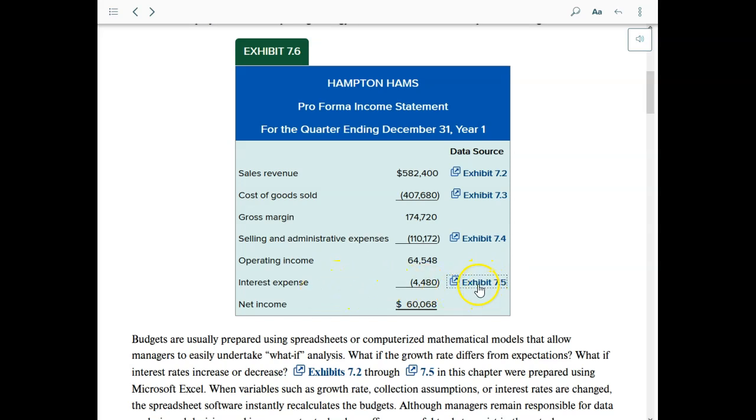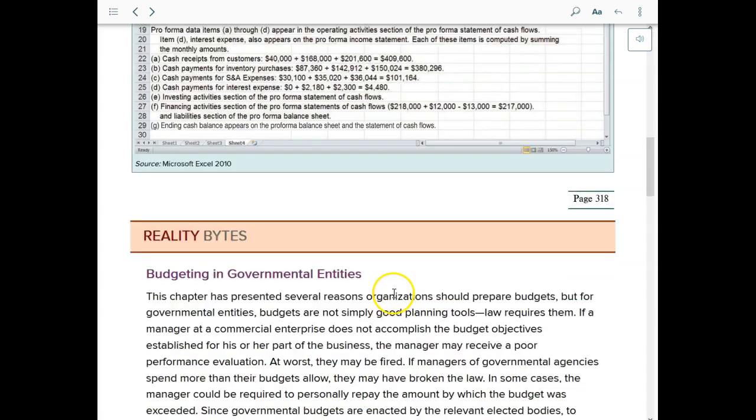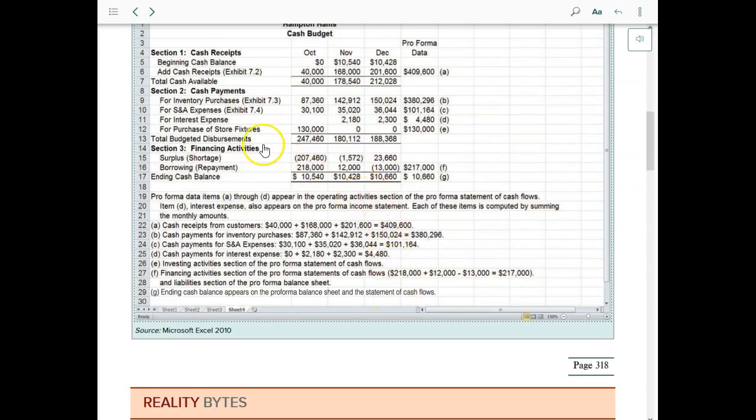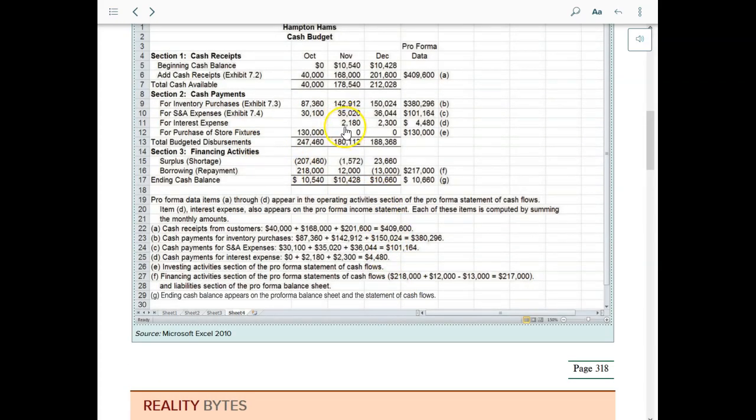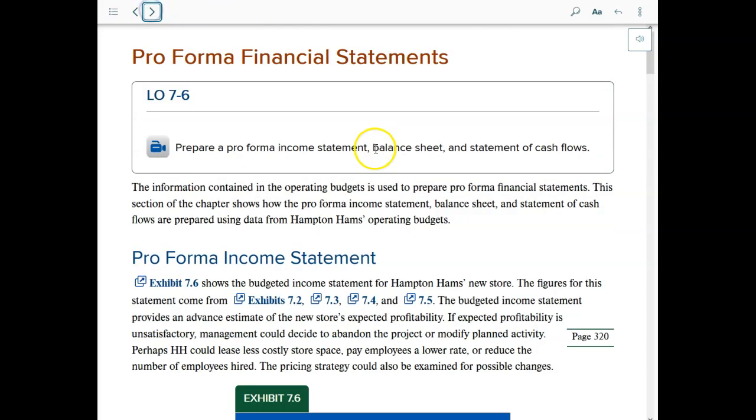Now, interest, we didn't talk about that. Let's go back and look at the interest here. The interest expense is right here. They calculated that for us. And so you borrowed money 1 month, then you have interest expense starting to accrue here. And then the next month you borrow a little bit more, you have more interest expense. That's where interest expense is coming from for the pro forma financial statements.